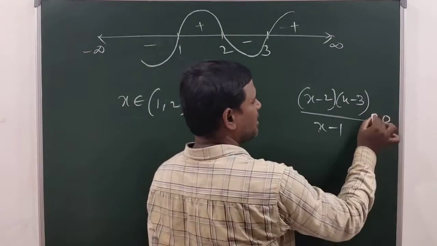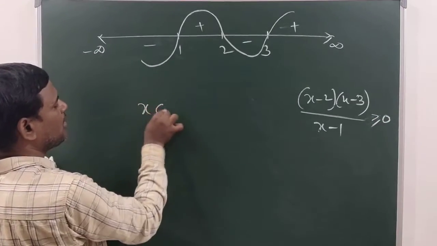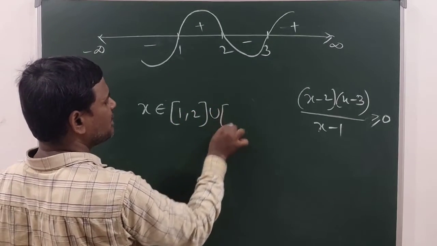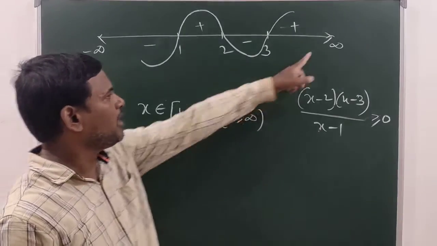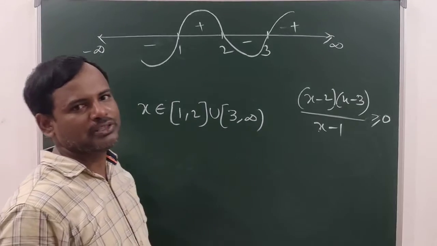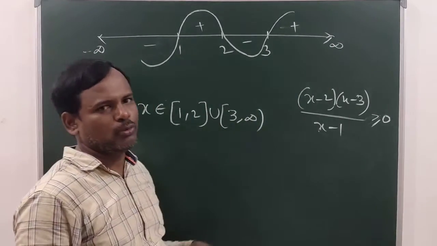Suppose it is greater than or equal to 0. Now what is the solution set? Here you have to write closed intervals 1 to 2 union 3 to infinity. After writing the solution set, at infinity and minus infinity you have to write the open symbol, because you don't know the exact value. So that is why we write open.